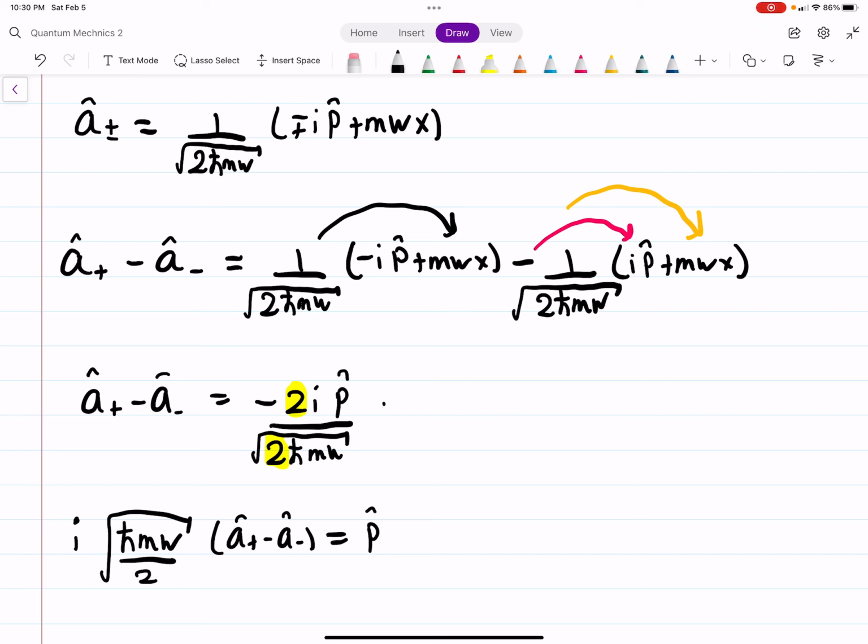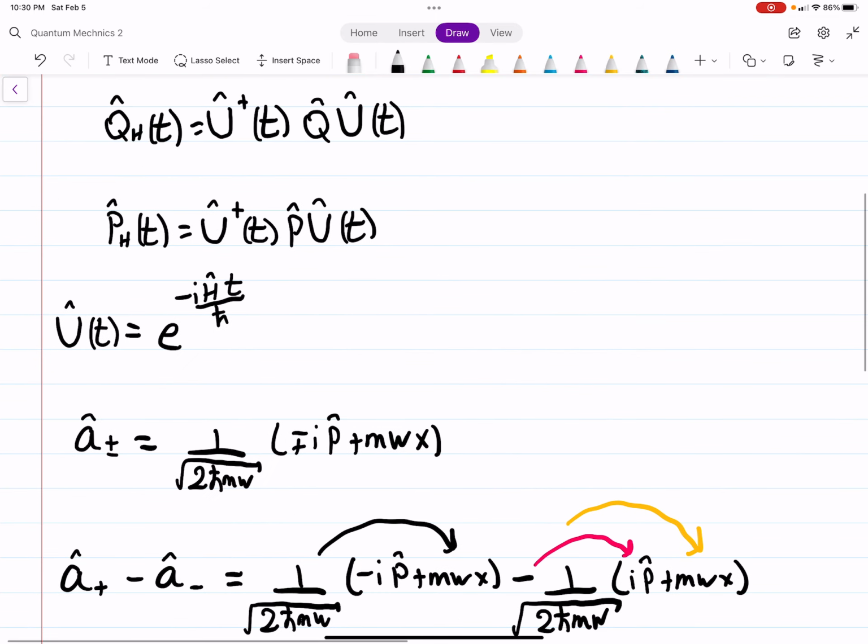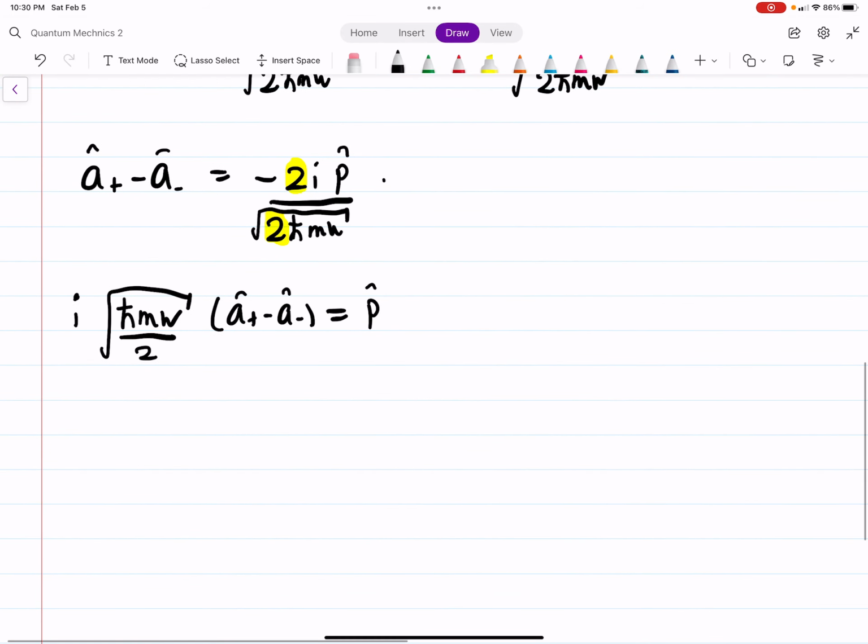So okay, then we have our momentum operator in terms of our ladder operators, and now we're going to substitute that into the equation we had along with our U. So p_H(t) is equal to U dagger p U. That i becomes positive because it's the complex conjugate transpose. We have what we just found for momentum.